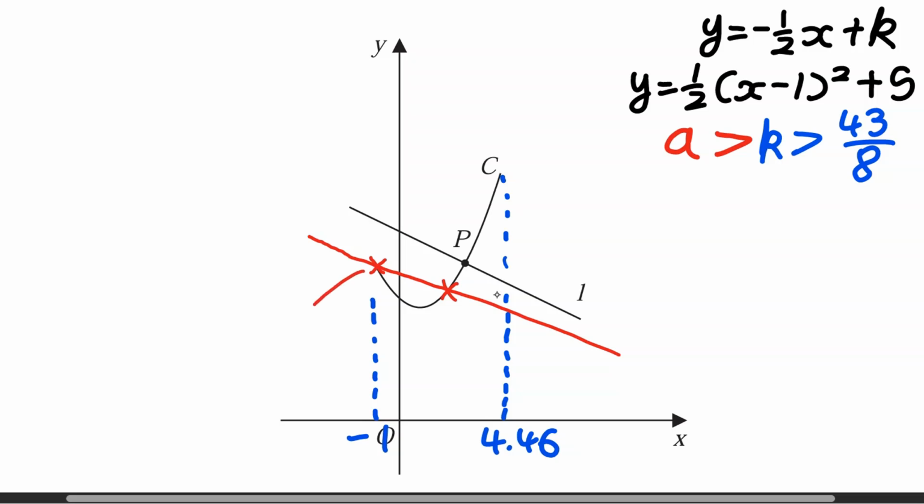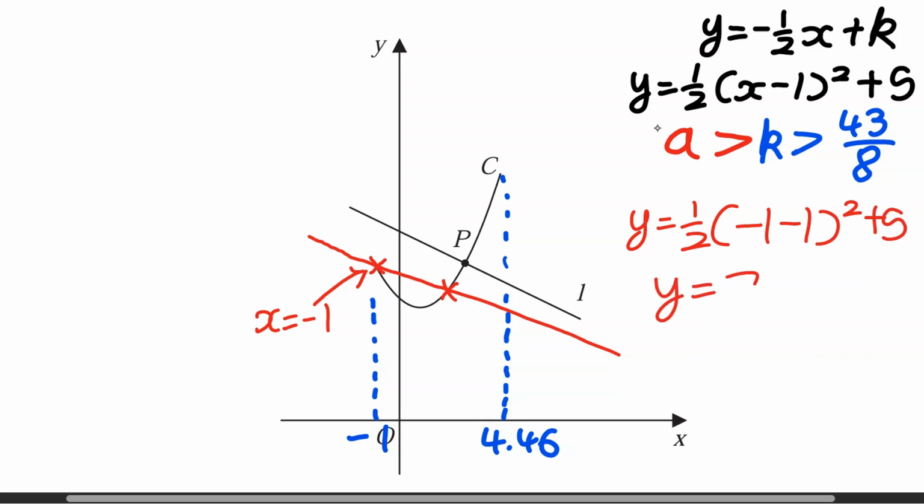Well, we know that this point here is going to exist where x is equal to minus 1, because we know that this is the lower limit of x. So what we can do now is we can just sub this into this equation for c in order to find y. So we can say that y is equal to half, and then instead of x it's going to be minus 1, so it's minus 1 and then minus 1 squared and then plus 5. So therefore y is equal, if you put this into your calculator, to 7. So y is equal to 7 here. So this point here is minus 1, 7, and the line intersects with this point.